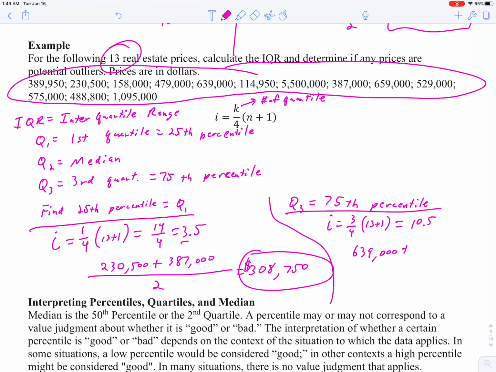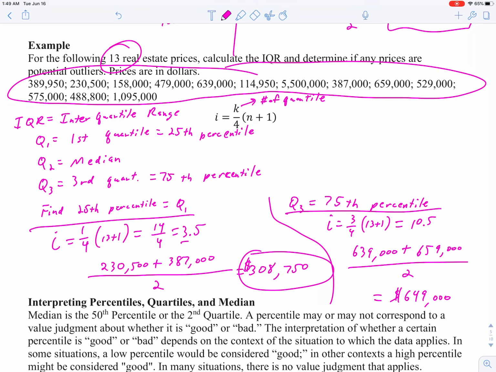So the 10th is 639,000. The 11th is 659,000. And we average those out, and we get $649,000. Okay.